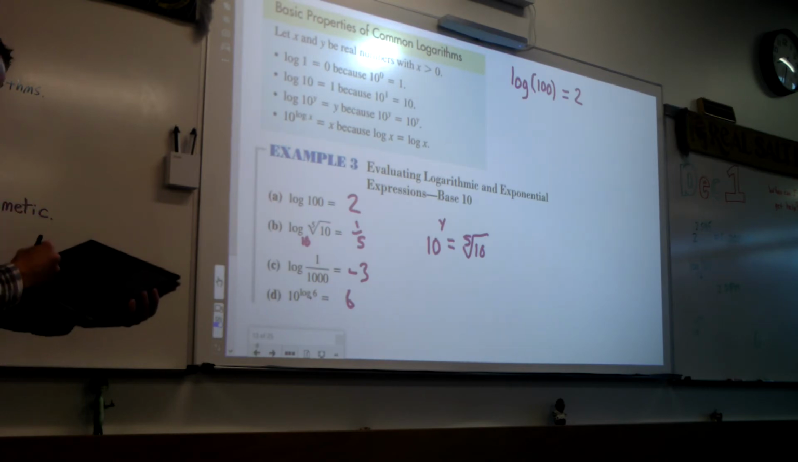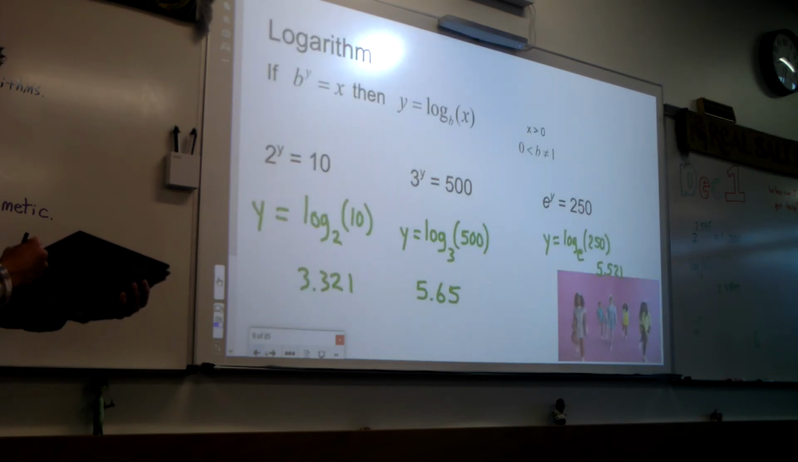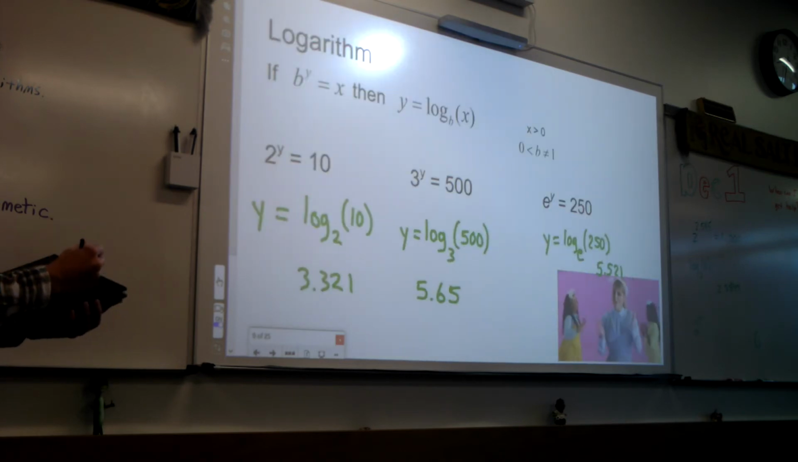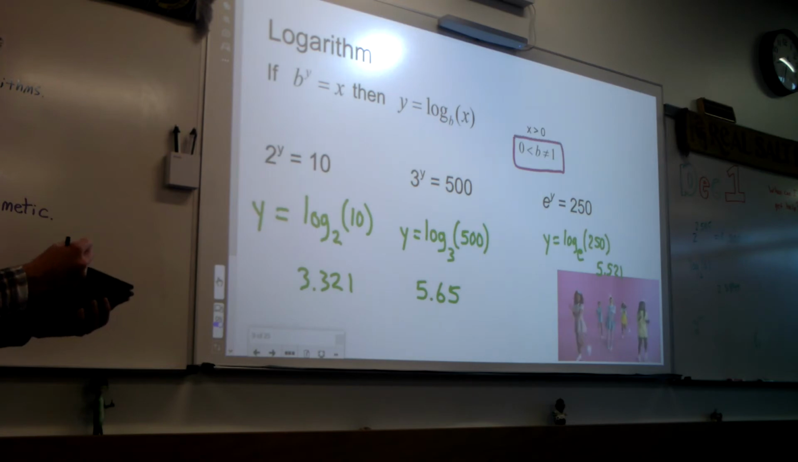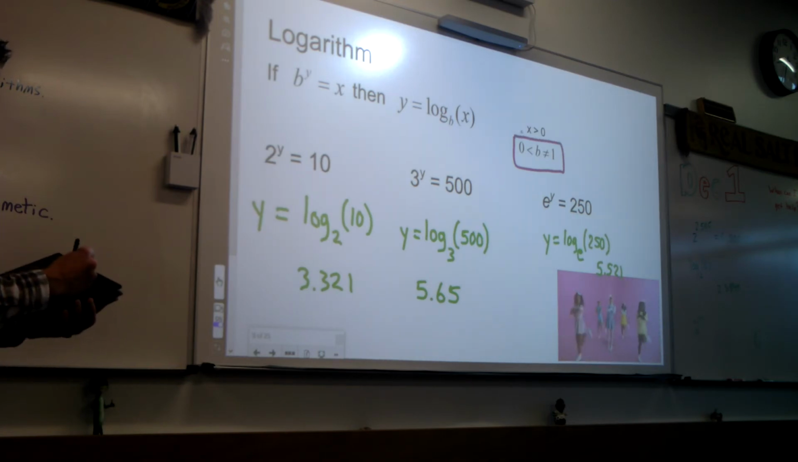Okay, let me just go back. I forgot to highlight something here. Okay, so I'm coming back to this. Notice your base always needs to be greater than 0, but it can't be 1. And then also your arguments need to be greater than 0. That means your arguments need to be positive.